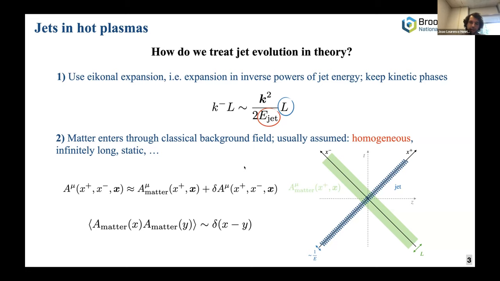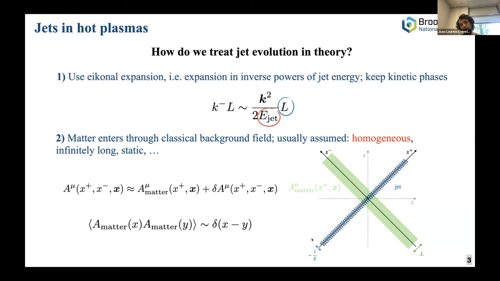From the matter side, the usual approximation that we use is that the medium can be described in terms of some classical field, which mathematically means something of this sort. So you say that the gluon gauge field can be expanded in terms of some classical part, and then some quantum piece that you keep if you want to track, for example, the production of radiation. And then this classical part is treated in such a way that the correlations of this field are Gaussian, meaning that this is the only non-trivial correlator. And on top of that, you assume that the correlations are local in space and all the other indices.